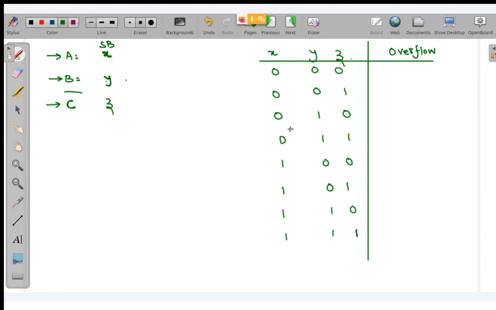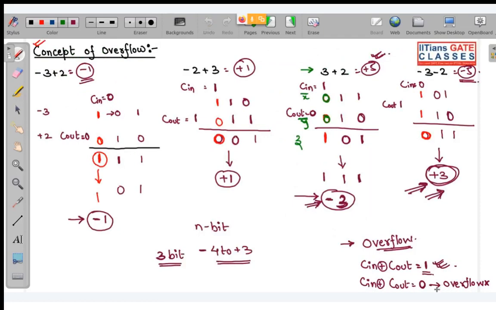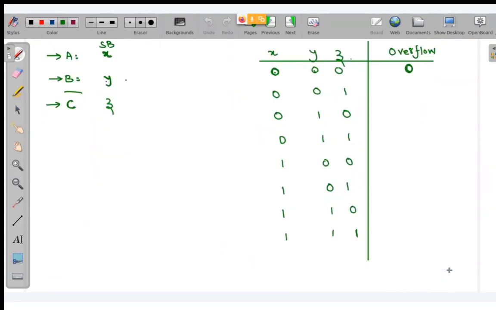Now look very carefully. X is 0, this is your sign bit. So A is positive, B is positive. When you add two positive numbers, your resultant is a positive number. So that means overflow has not occurred. Not occurring of overflow, I am denoting using 0. Look over here, overflow not occurring is 0.